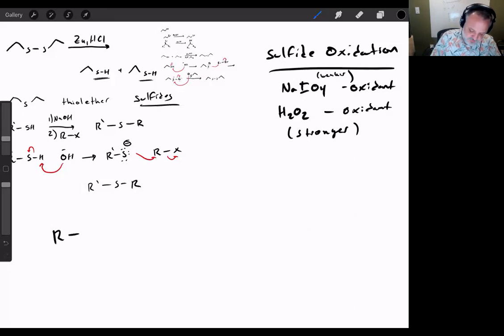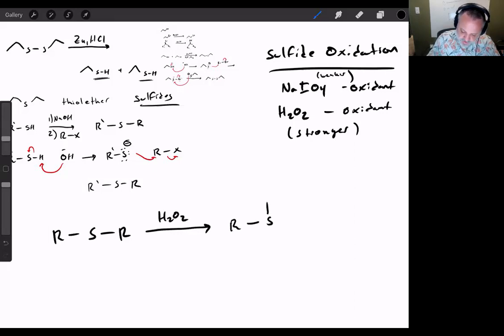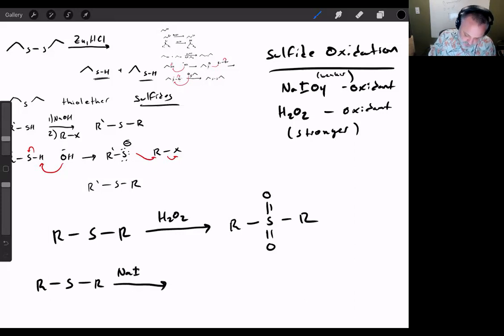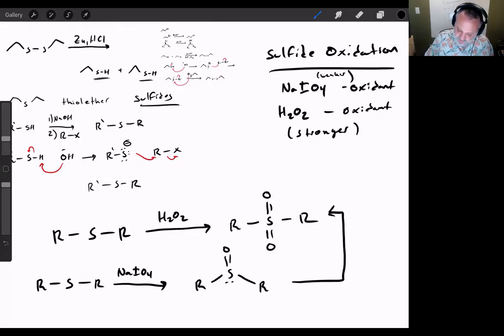So if I react a sulfide with H2O2, I will add oxygens onto the sulfur as much as the sulfur could possibly stand having oxygens. If I react a sulfide with sodium periodate, then I only add one oxygen to the sulfur. Now I can go along and react this with H2O2 and reform the sulfone.